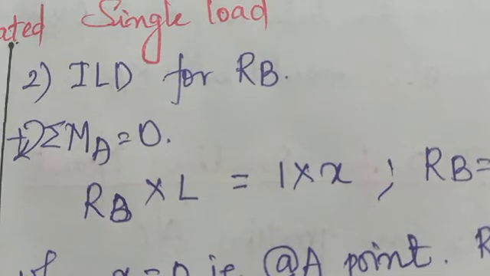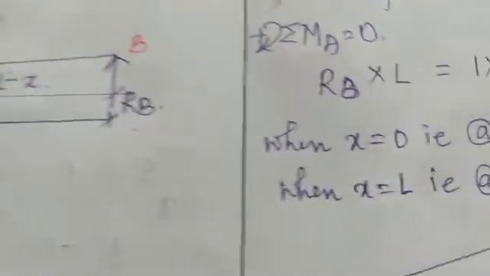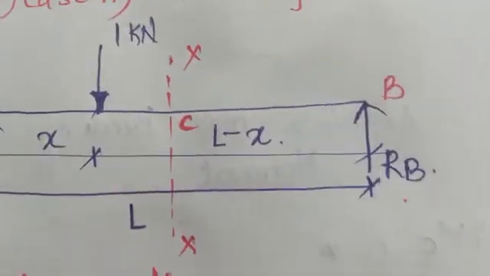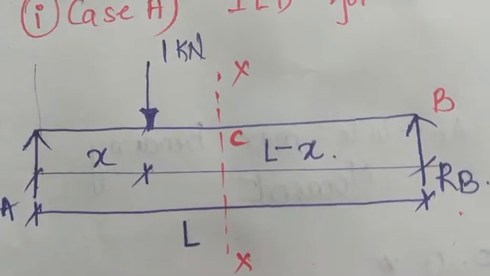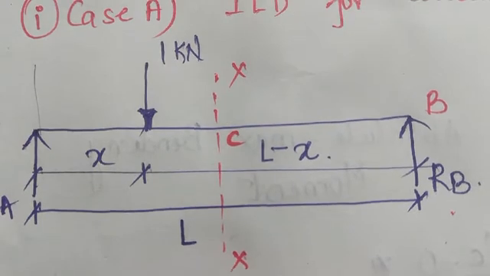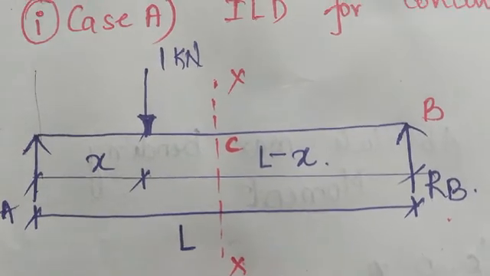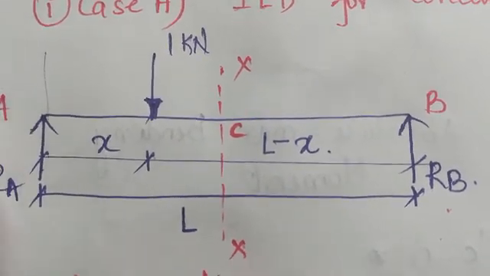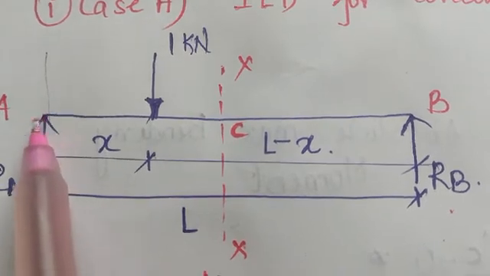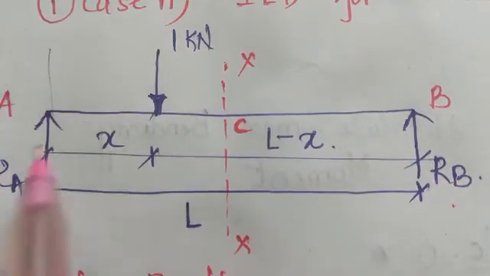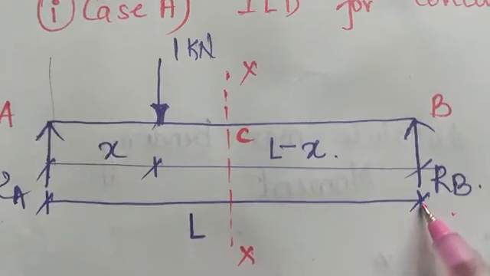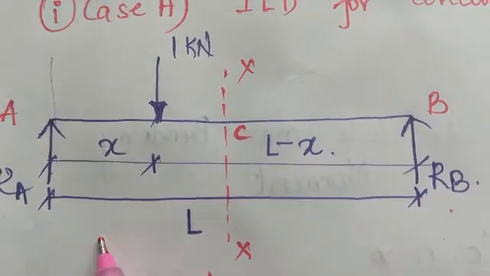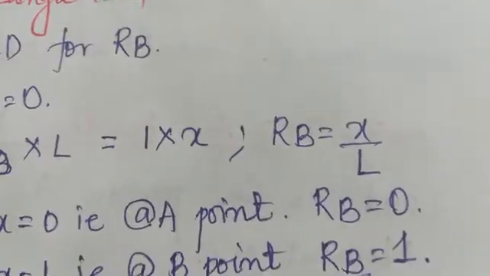Therefore, I will get RB, that is here. RB into L will be equal to 1 into X. I'm taking the summation of all the moments about point A. So RB into L is equal to 1 into X. Therefore, RB is equal to what? X divided by L.